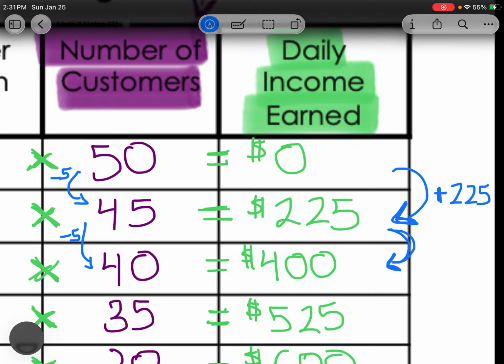Sorry, my dog Susie is being really cute right now. Do we think we're going to increase by $225? I said it right. I am just already tired of this, I think.